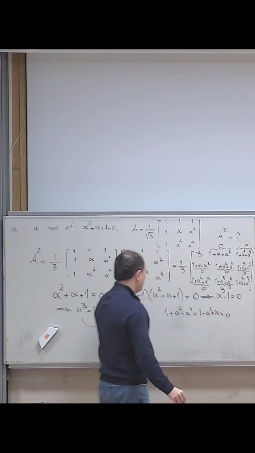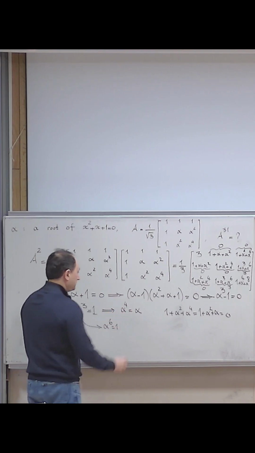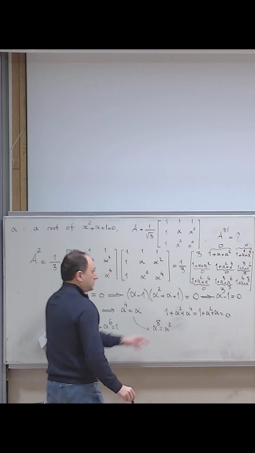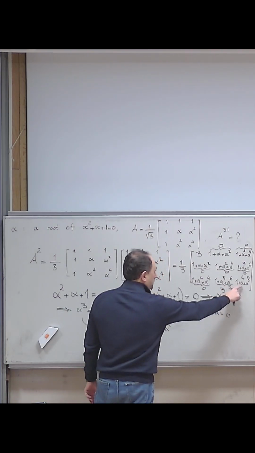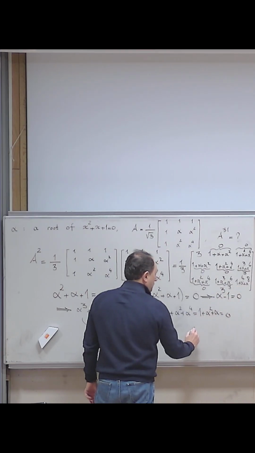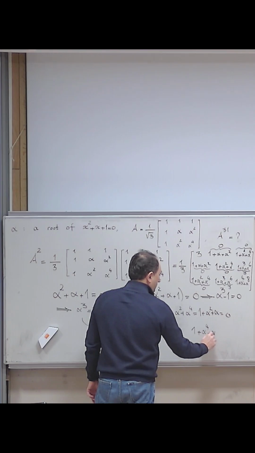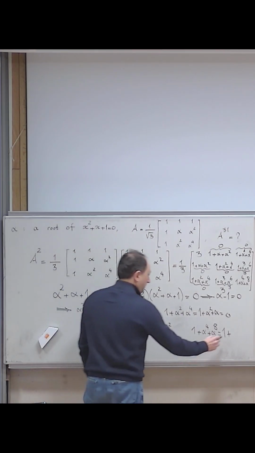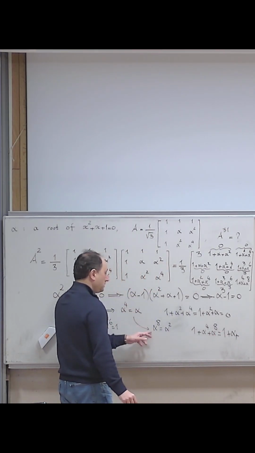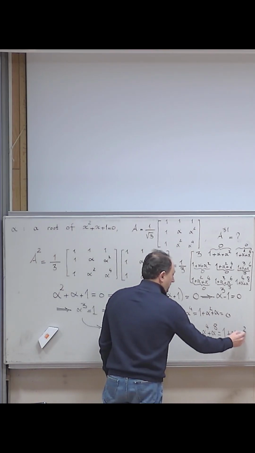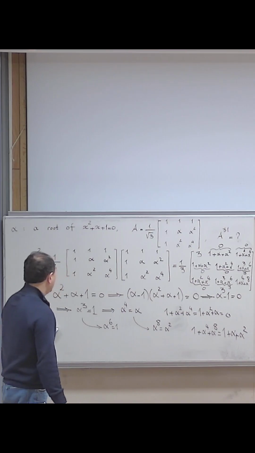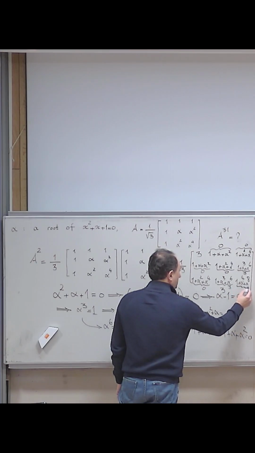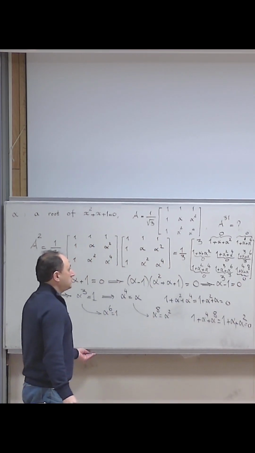But what about alpha to power 8? Alpha to power 4 is alpha, so alpha to power 8 becomes alpha squared. So this becomes 1 plus, instead of alpha to power 4 I put alpha, plus, instead of alpha to power 8 I put alpha squared. But again, 1 plus alpha squared plus alpha is equal to 0. So this means that this is also 0. Okay? So you see that this is not hard at all.